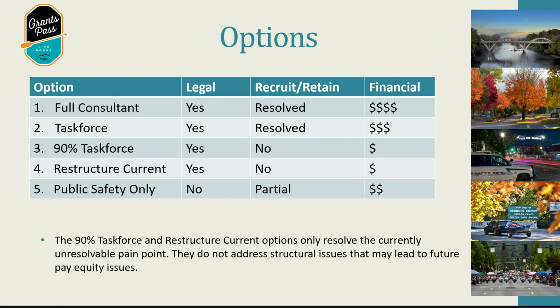A comparison of the options that we've talked about before. We're talking about the legal pain points, the recruitment retention pain points, and what the costs would be. The full consultant implementation would resolve our legal pain points. It would resolve our recruitment and retention pain points, but as we've talked about, it's the most expensive option. The task force recommendation does resolve legal pain points as well as the recruitment and retention. It's less expensive than the full consultants.